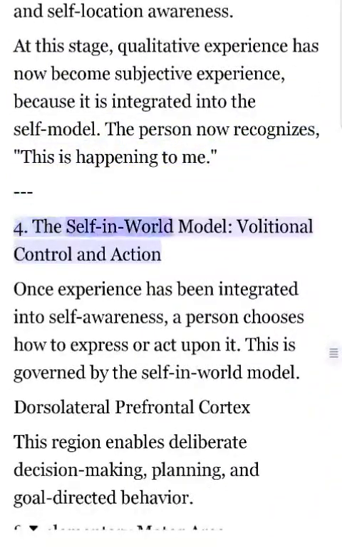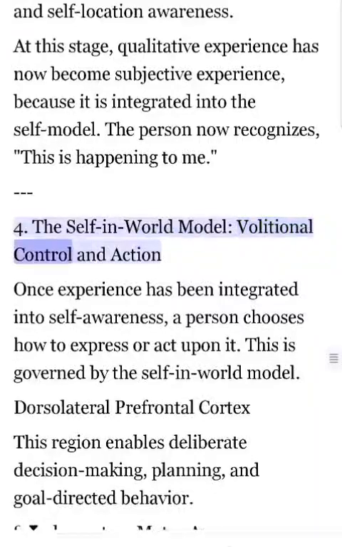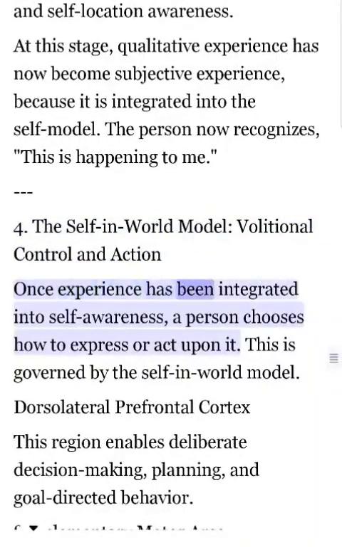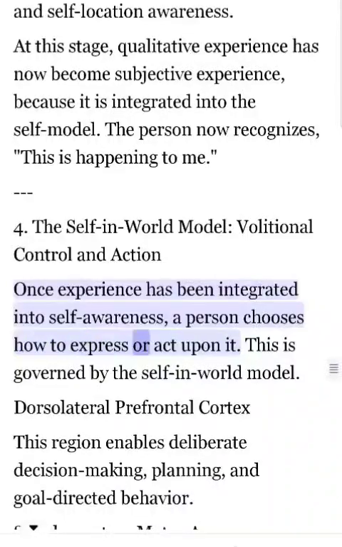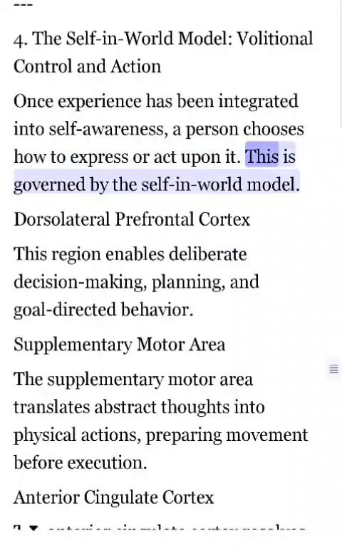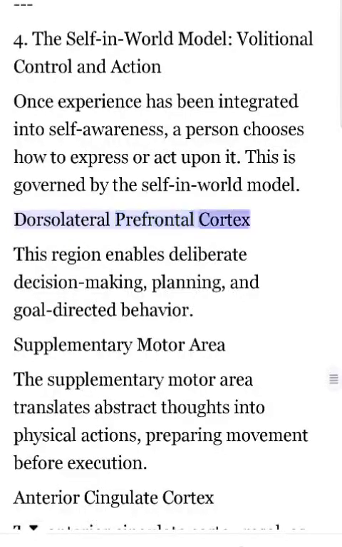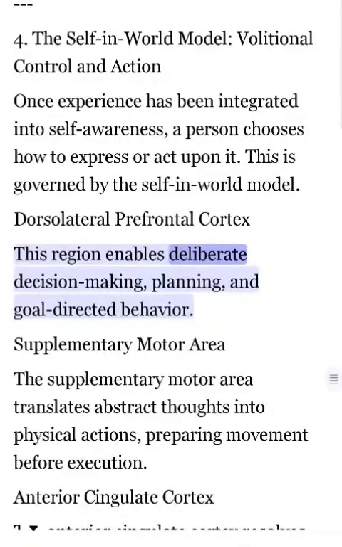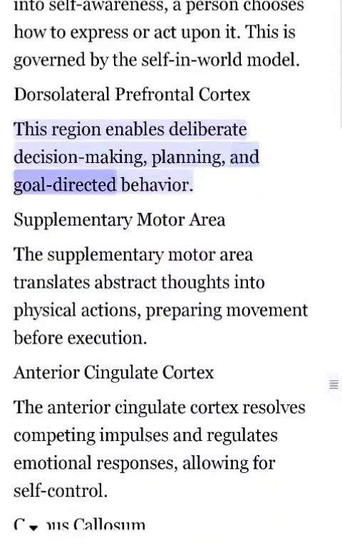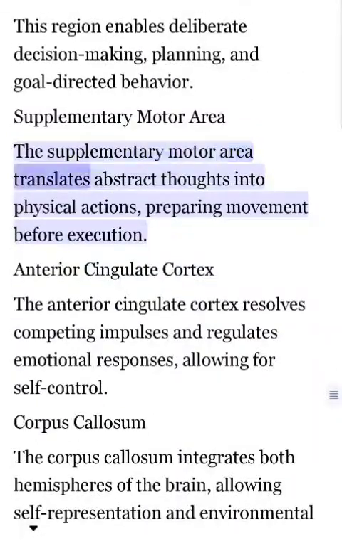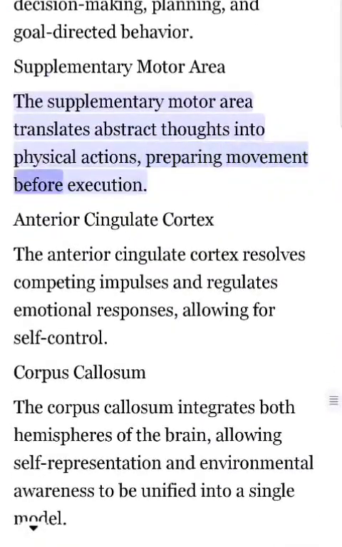4. The self in world model, volitional control and action. Once experience has been integrated into self-awareness, a person chooses how to express or act upon it. This is governed by the self in world model. Dorsolateral prefrontal cortex. This region enables deliberate decision-making, planning, and goal-directed behavior. Supplementary motor area. The supplementary motor area translates abstract thoughts into physical actions, preparing movement before execution.